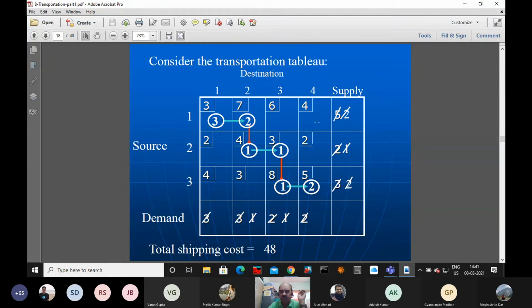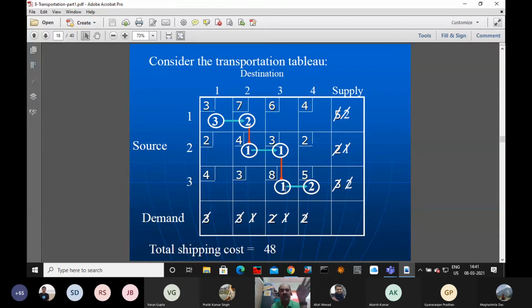So the first row sum equals 5, 3 plus 2. And the second row, 1 plus 1 equals 2. And the third row, that is 1 plus 2 equals 3. This is complete. Now, if you talk about column-wise, in the first column, it is 3. In the second column, 2 plus 1 equals 3. In the third column, 1 plus 1 equals 2. And in the fourth column, that is 2 units. So altogether, all are allocated.